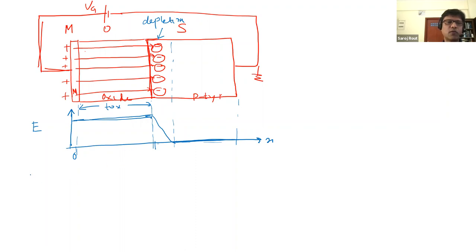Okay, let's look at the voltage now. So, what is going to be the voltage in this junction?